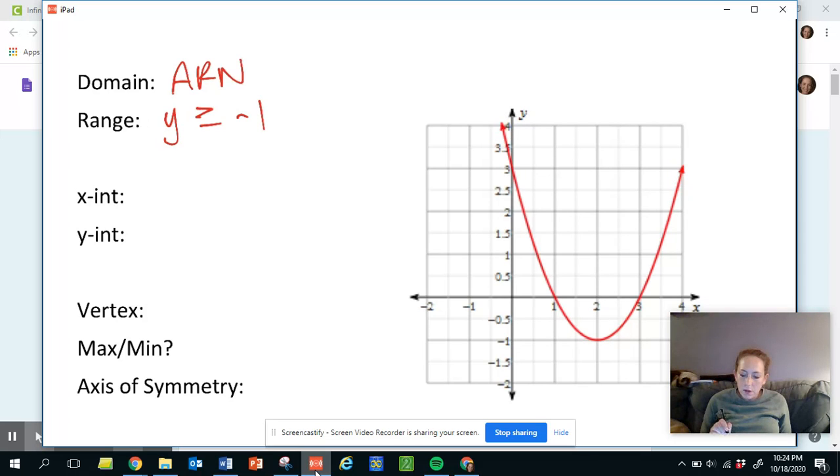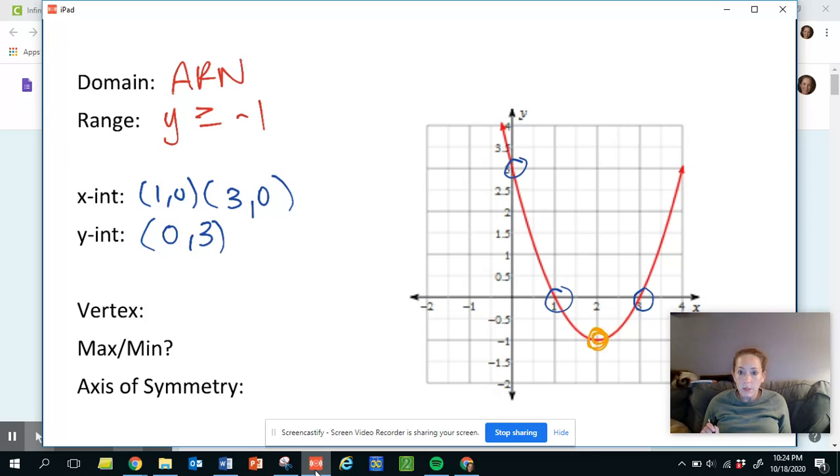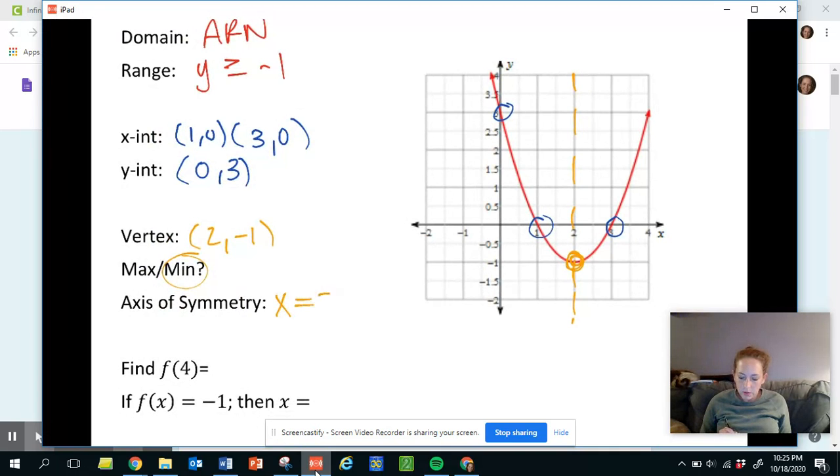Okay, as far as intercepts go, it's where it touches each axis. So I've got x-intercepts at the points (1, 0) and (3, 0). And then my y-intercept is up here at (0, 3). The vertex is the middle point. So it's the point (2, -1), and in this case, it is a minimum because it's at the bottom of the graph, and the axis of symmetry, which cuts the parabola in half, is the line x equals 2.